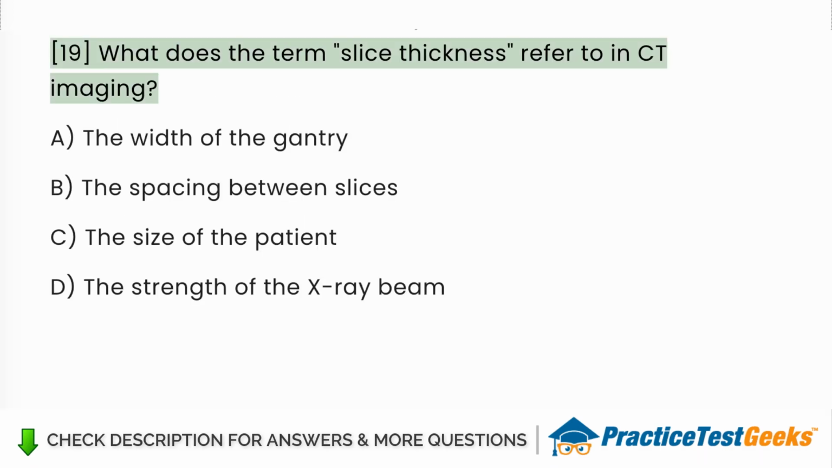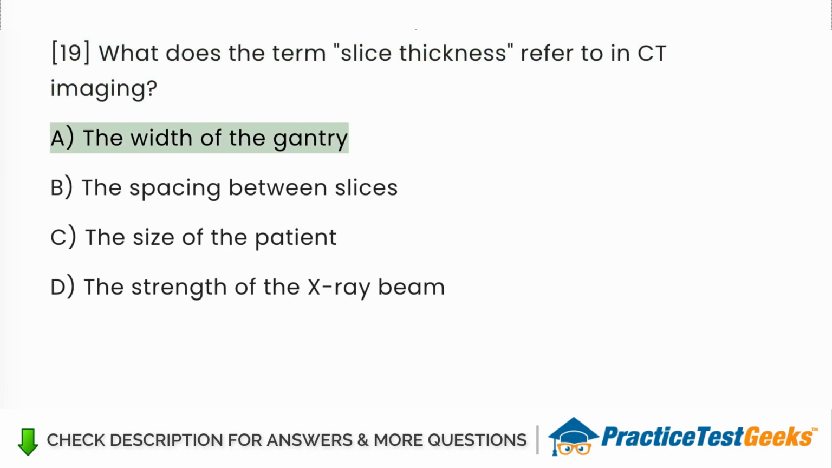What does the term slice thickness refer to in CT imaging? A. The width of the gantry. B. The spacing between slices. C. The size of the patient. D. The strength of the X-ray beam.